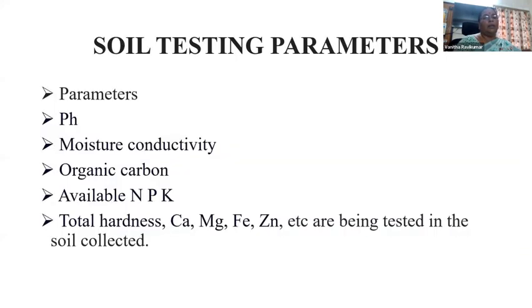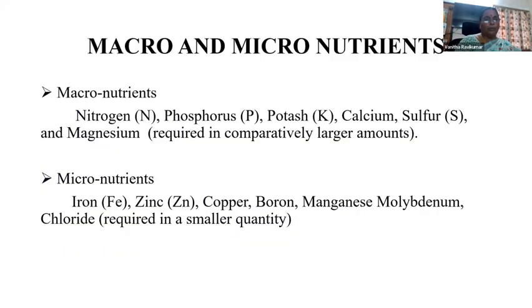Mainly, you can test the pH, moisture, conductivity, organic carbon, available nitrogen, phosphorus, potash, and total hardness, calcium, magnesium, iron, and zinc. These are the main testing parameters. These mainly affect the crop growth and nutritive value of the crop.